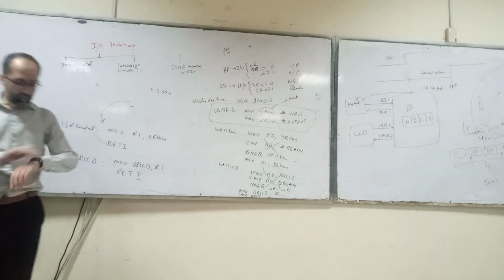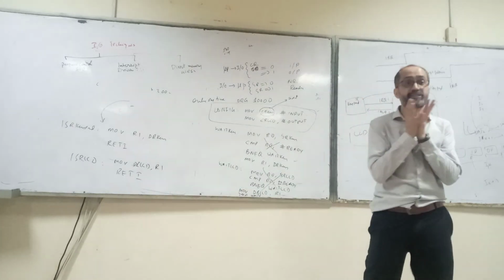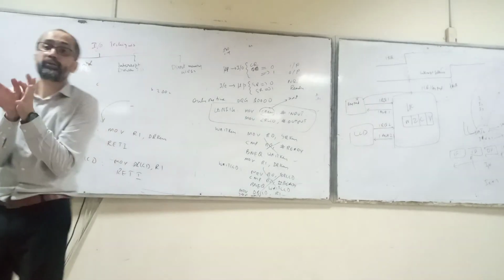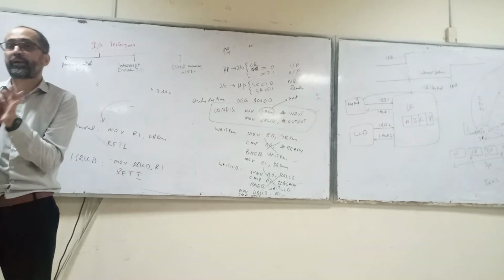In interrupt driven IO, the microprocessor will not continuously check the status of the IO device. Instead, the device will inform the microprocessor that now I am ready, and now the data needs to be processed, and it will reduce the microprocessor's waiting time.